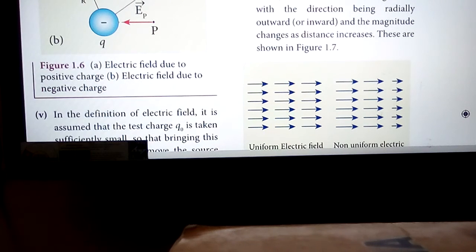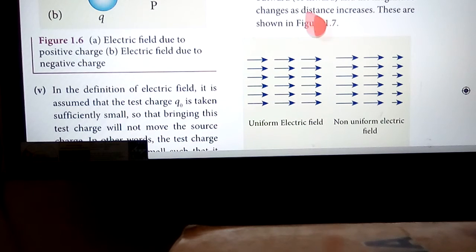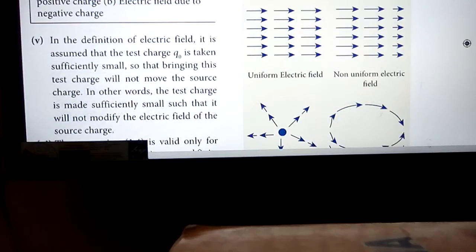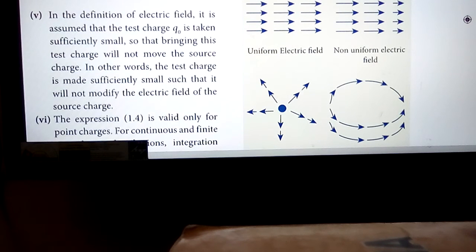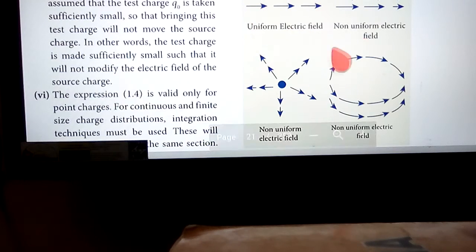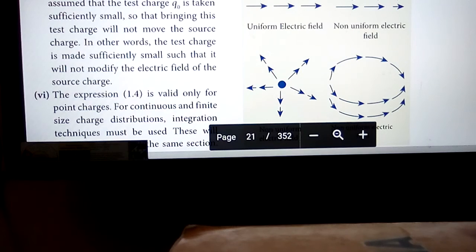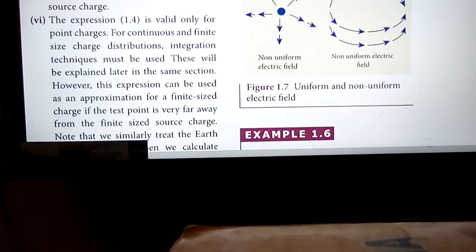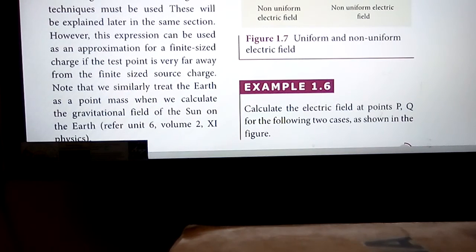You see this uniform electric field and this non-uniform electric field. This non-uniform electric field can also be represented by these diagrams. Non-uniform electric field here. So this is what we have to learn from this topic.